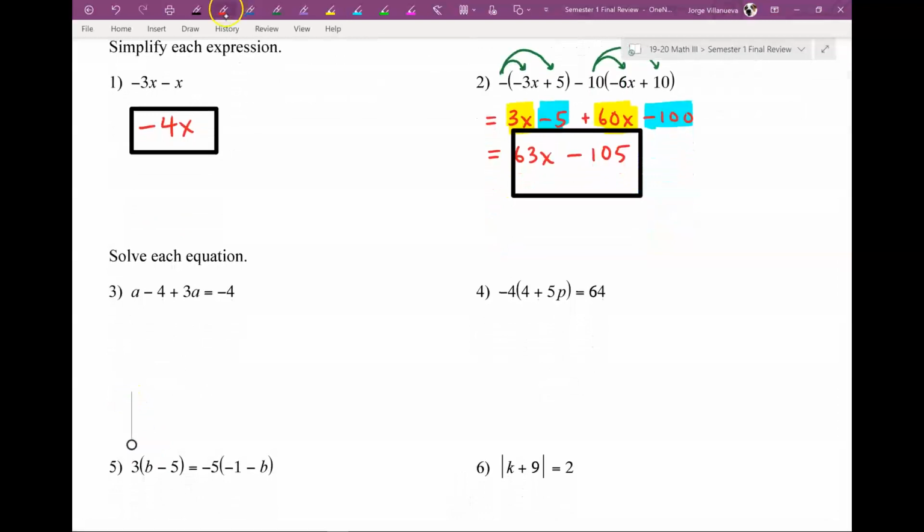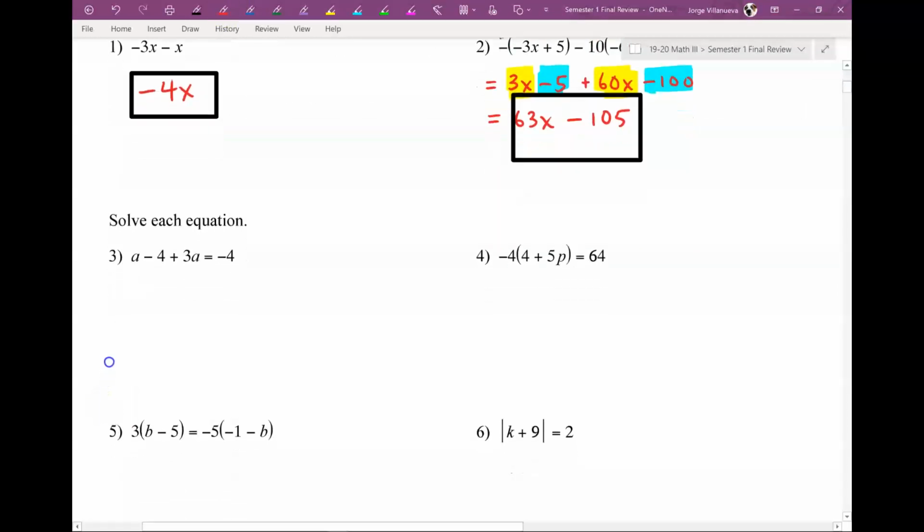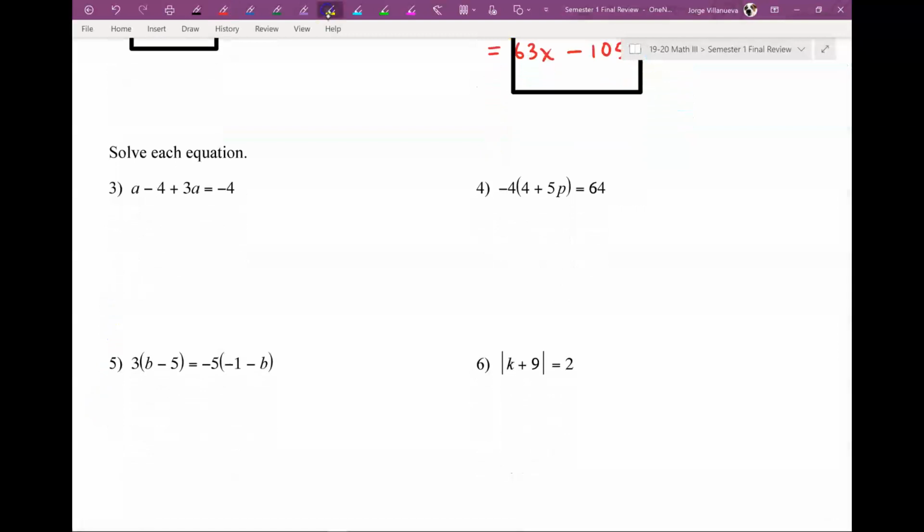So, all right. Solving each equation. So on number 3, you have to join your like terms together. Okay, so you're going to want to get your a and your plus 3a and put them together. So a plus 3a, that's 4a minus 4 equals negative 4. Now add 4. The 4 on the left side, you're going to want to add it to the right side. So we'll plus 4 on both sides. So that gives me 4a equals 0. And if you divide both sides by 4, you get that a is equal to 0. And that's all you have to do for that problem.